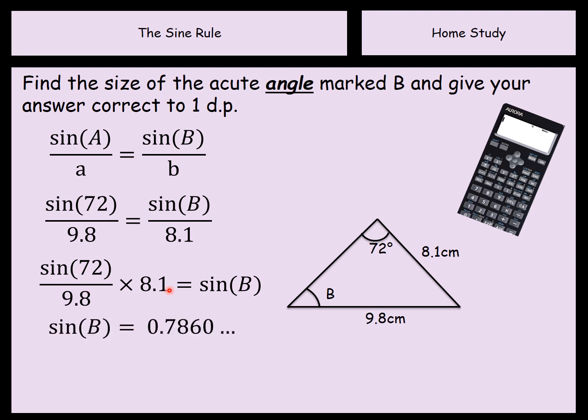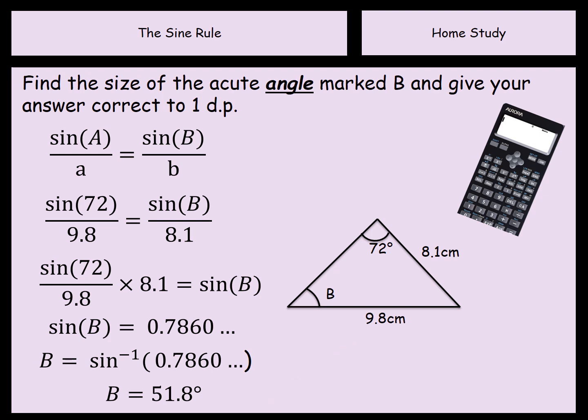If I type all this in, I'm going to get 0.7860 and some other numbers. And this is what sine b is equal to. Now we want b, so we're going to have to undo the sine. To do that, we're going to do sine to the -1. That's the inverse of sine, it undoes sine. So we do that, we're going to get our answer. And again, we want it to 1 decimal place, so we need to do a little bit of rounding as well. But b is 51.8 degrees.